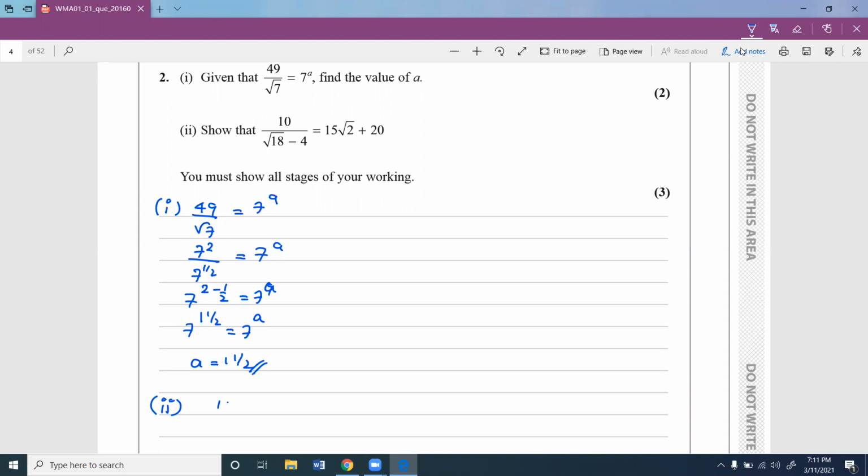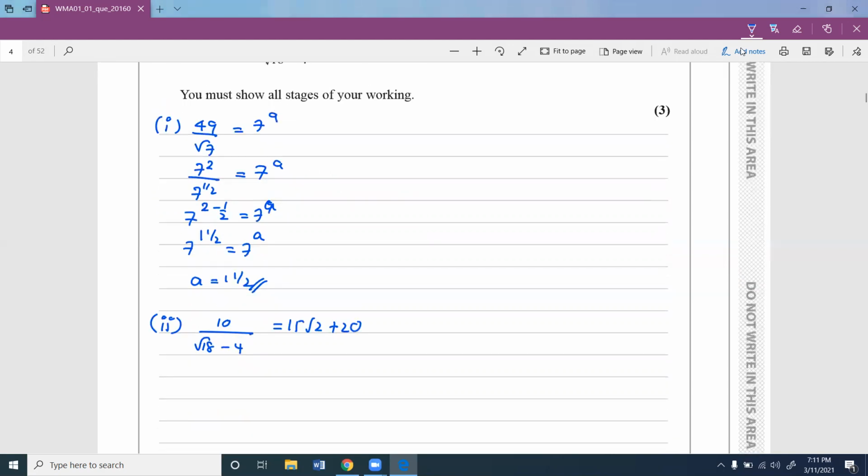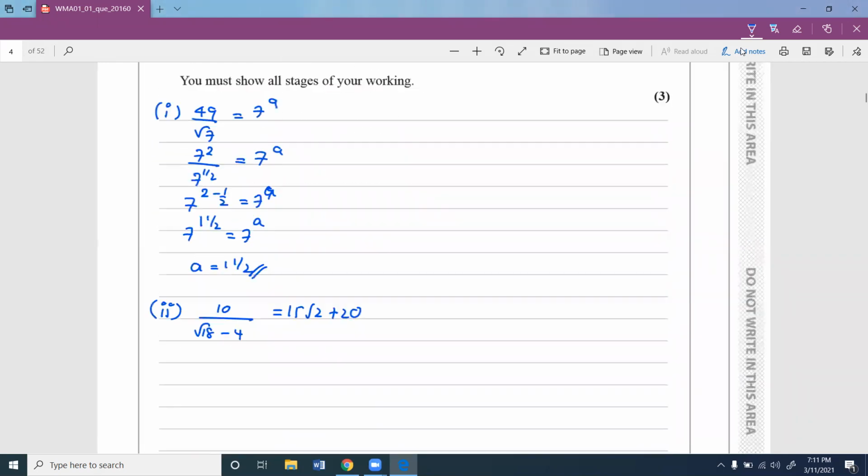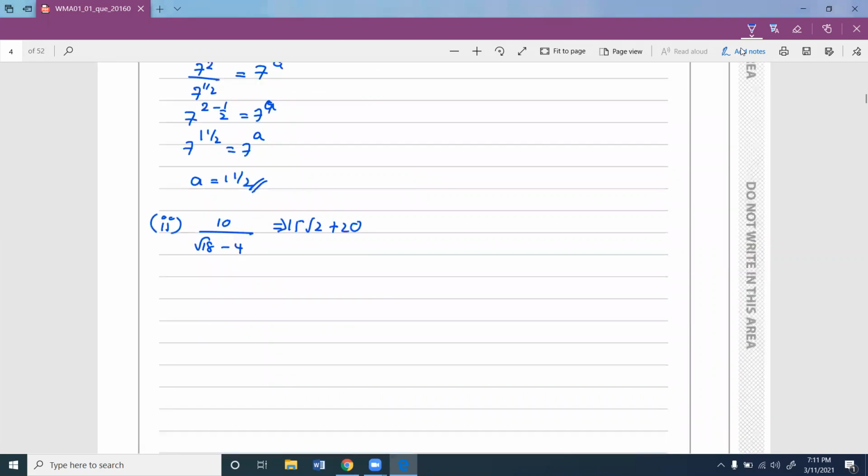Then for this question, this is pretty simple. Root 18 minus 4, we need to show this one. Root 15, root 2, plus 20, we have to show this one. That means the approach over here is that we know there is a surd in the denominator. This is called rationalizing the denominator. To get this answer, what you need to do is multiply by the conjugate of this denominator, that is root 18 plus 4 divided by root 18 plus 4.